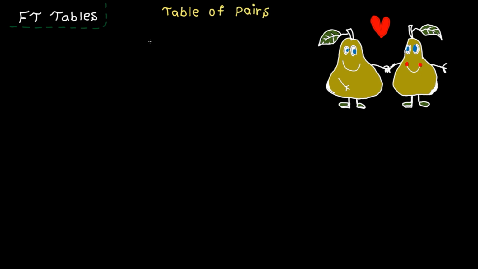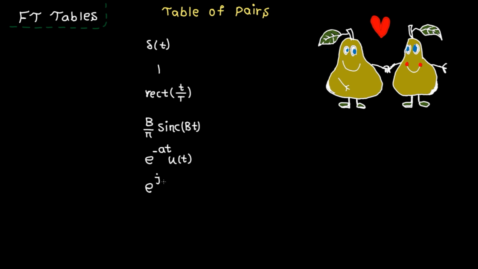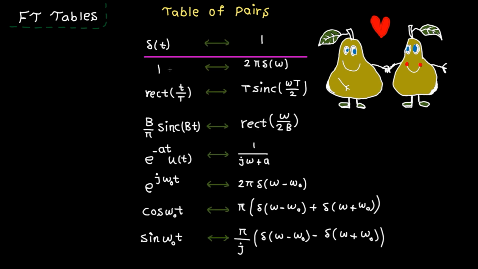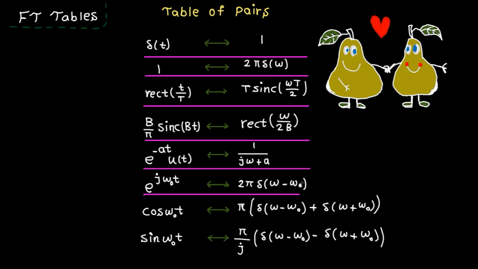Here's the table. On the left, you can see the signals in time domain: delta function, 1, rectangular, sinc, exponential, complex exponential, cosine, and sine. On the right, you can see the signal in the frequency domain. So we refer to this table as the table of pairs. In the signal processing books, the table usually includes more signals, and it's a bit longer than this. But I just want to include the signals that are building blocks and absolutely essential.